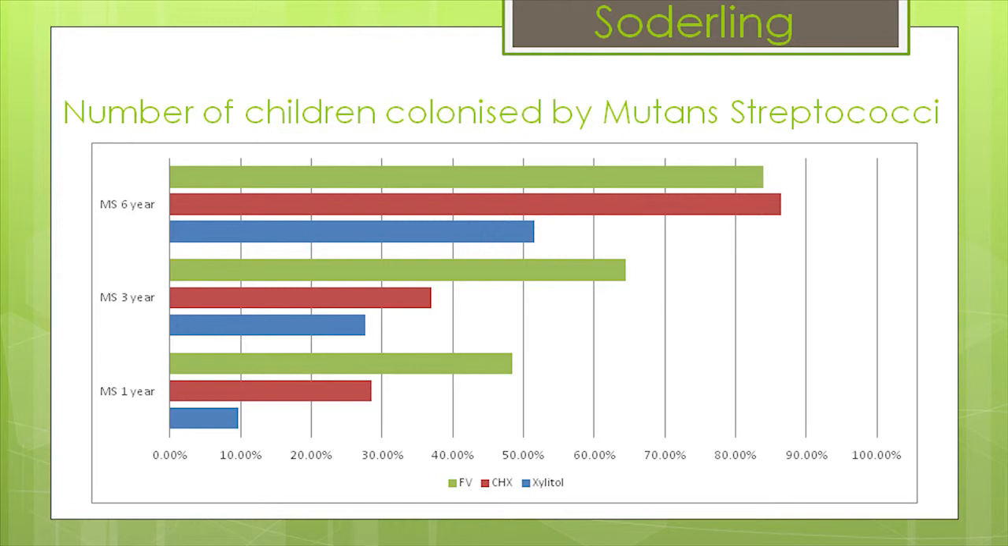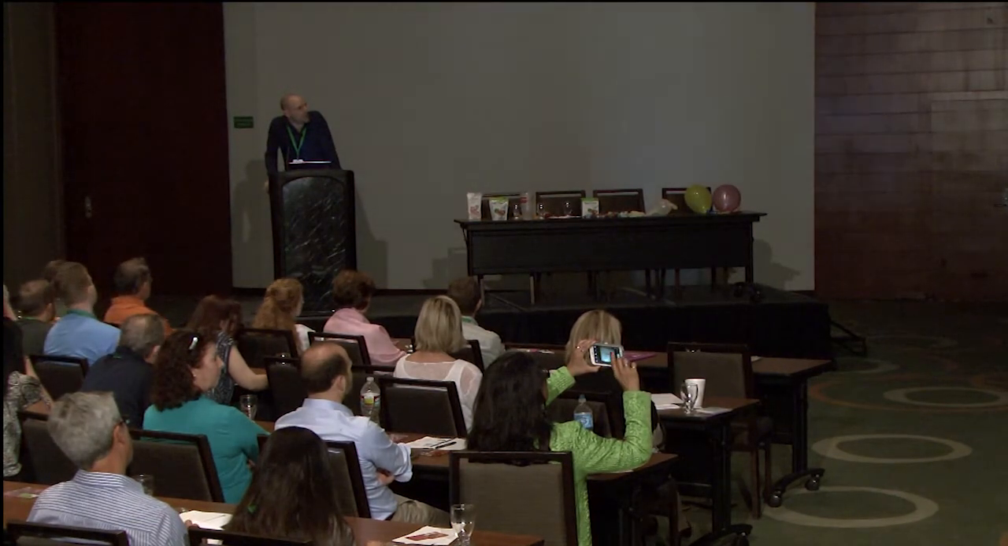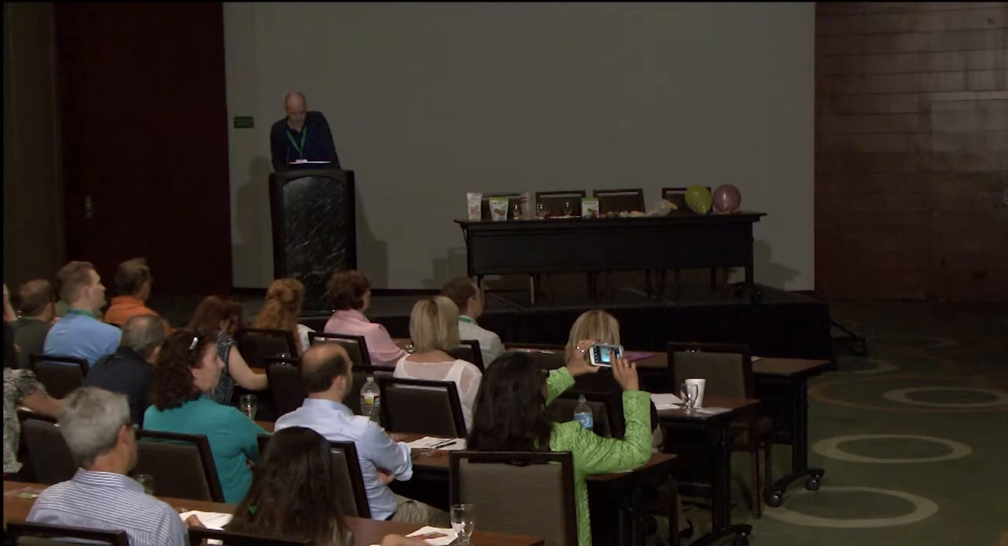So the blue group is xylitol, and you can see that at 1 year of age, the children had very low mutans, the same at 3 years, quite a difference in transmission, and the same at 6 years, again, a difference in transmission. And even though the mutans streptococci levels are going up, this is actually showing one of the main reasons why xylitol is so beneficial, because the longer that we can reduce this transmission, the more likely they are to have better teeth.